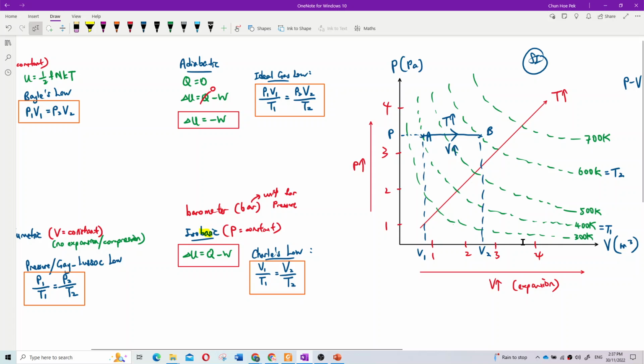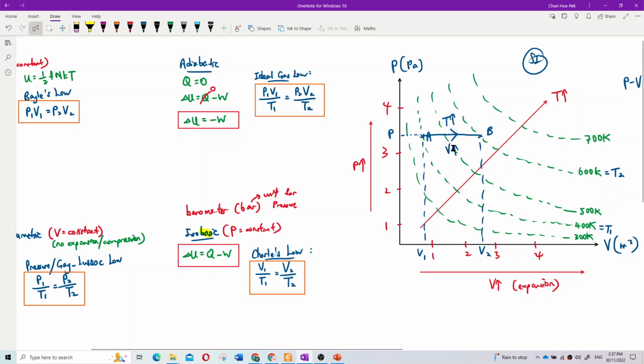Understand that? Then we can apply Charles' law over here. So V1, this is the V1. T1, this is the T1. V2, this is the V2. And then T2 is the T2, 400 Kelvin and 600 Kelvin. Understand, class?